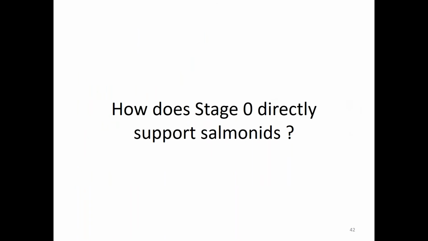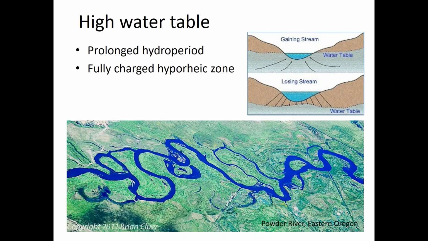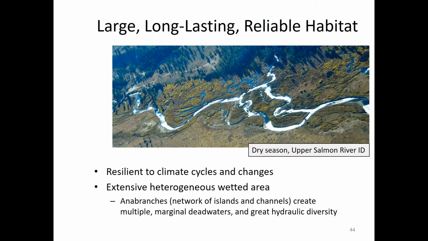So how does stage 0 directly support salmonids? It supports them in many indirect ways, but directly, through a high water table, which delivers a prolonged hydroperiod, and a fully charged hyporheic zone, which helps control temperature and nutrient flow. It delivers large, long-lasting, and reliable habitat that's resilient to climate cycles and changes, and very extensive and heterogeneous wetted areas with networks of islands and channels and side branches that have multiple marginal backwaters and great hydraulic diversity. Basically, anything a fish could want can be found in close proximity.